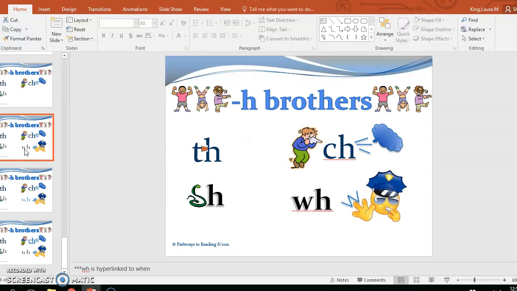You'll hear me refer to the H brothers. We've got TH. He's our naughty H brother who sticks his tongue out at everybody because when we say the sound, our tongue sticks out. SH is spelled with the S. Looks like a snake because shh, don't wake the snake. Our CH brother is spelled with a C, and he's the one that ch sounds like a sneeze. Our WH brother is the one that's like a whistle because it kind of makes our cheeks puff out when we say it correctly.